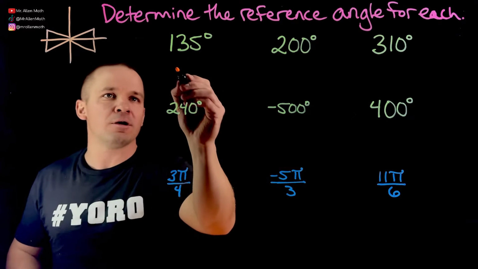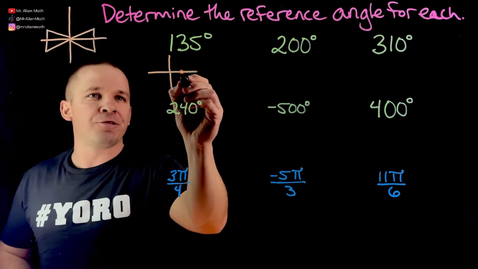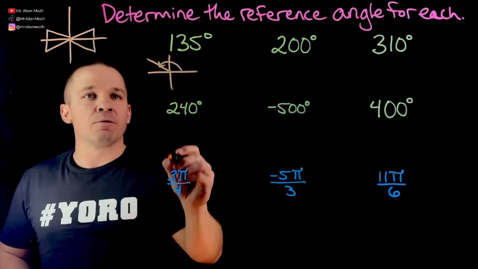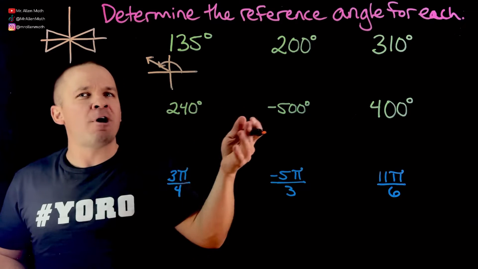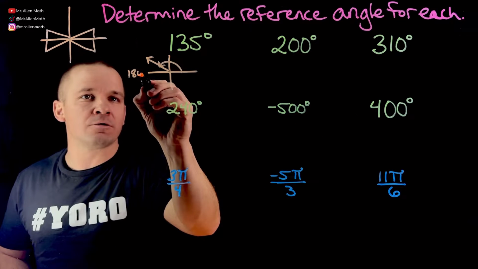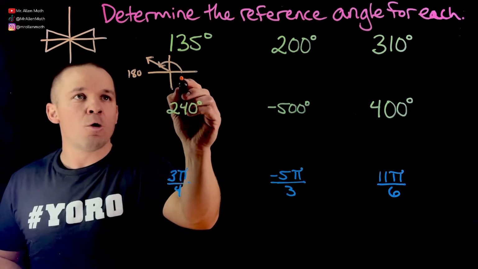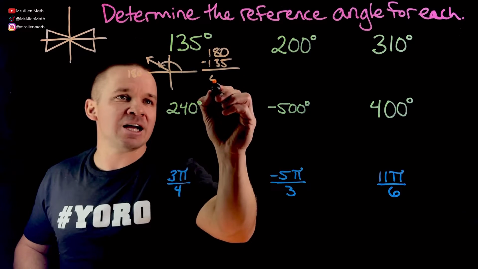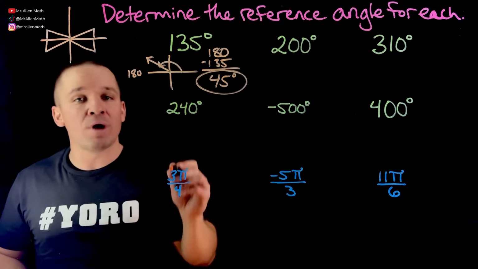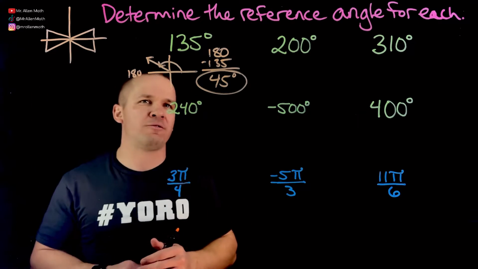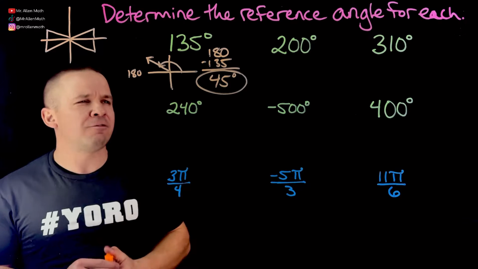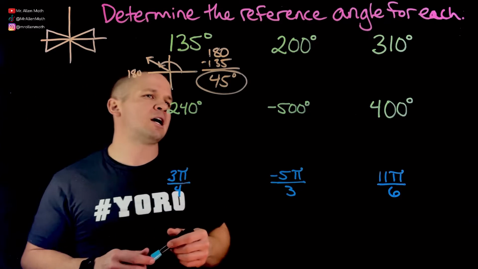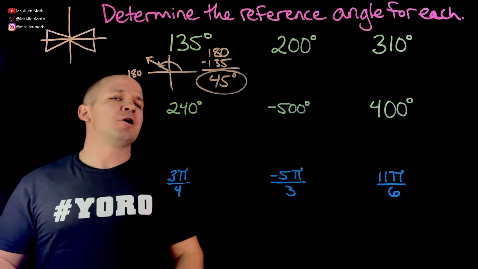So for this first one here, for example, we got 135. That would land me over here. My terminal side would be right here. Now, how far am I away from 180 degrees? That's the angle that's right here. Well, if I took 180 and subtracted 135, I get 45 degrees. That is my reference angle for 135. And you'll know 135 later on. It's a very common angle, one of our special right triangle type angles that you'll see throughout the trigonometry unit.